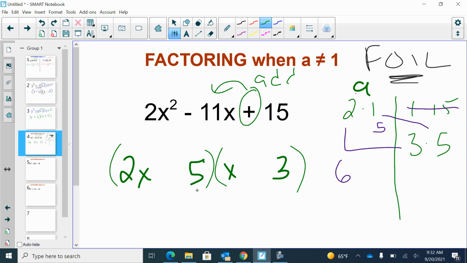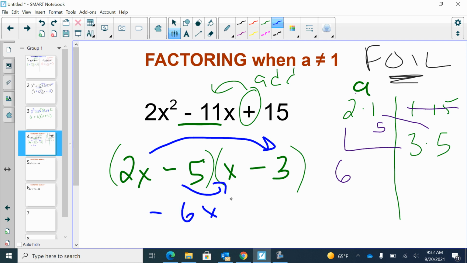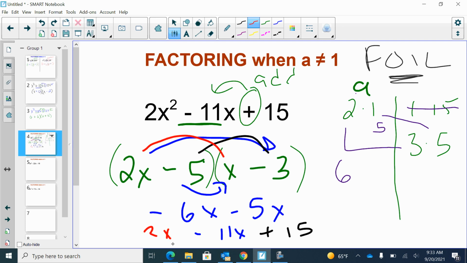2 and 3 give me 6. 1 and 5 give me 5. I need a negative 11. I'm adding, so I need the same sign. Remember, back when you learned integers, same sign, you add and keep. So I need a negative. Let's check that together. Negative 6x minus 5x is my negative 11x. And quickly, you got your negative 5 and negative 3 is plus 15. And last, just to put it all together, 2x and x, 2x squared.